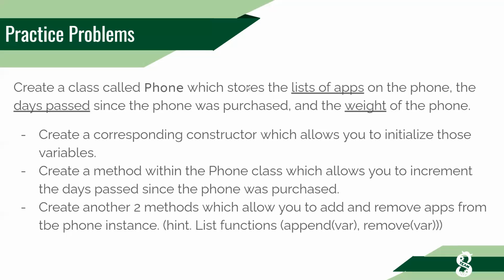So we're going to create a phone that has a list of apps on it, the days passed since the phone was purchased, and the weight of the phone. So we're going to create a constructor which allows you to initialize the list, the days passed, and the weight. We're going to create a method that increments the days since the phone was purchased, so it increases that value. We're going to create another two methods that allow you to add and remove apps to the phone. So we're going to use that by doing list.append and list.remove.